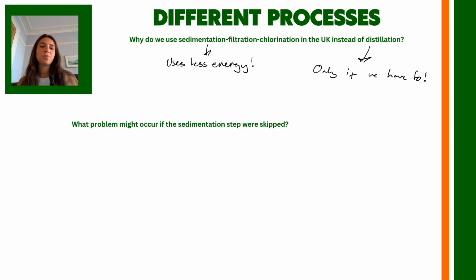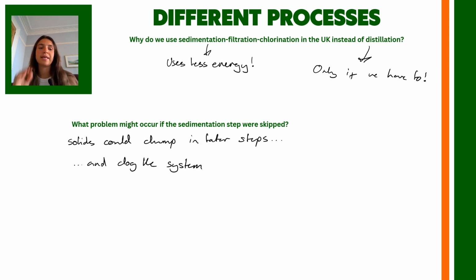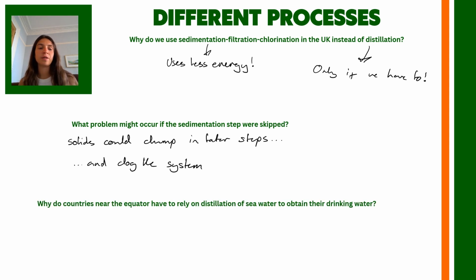Okay, next question is, what problem might occur if the sedimentation step were skipped? So the solid particles might clump together a little bit in later steps, and what that would end up doing is clog our water system. So that would be the problem.